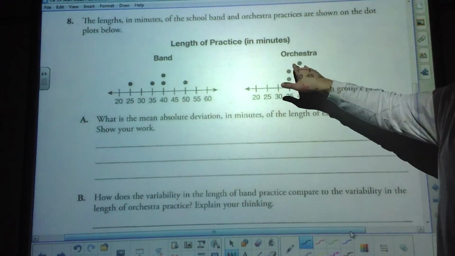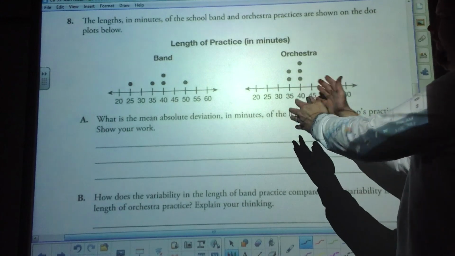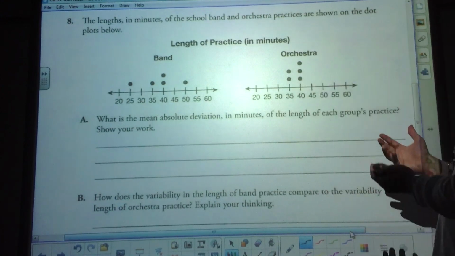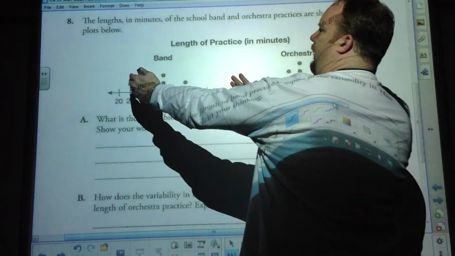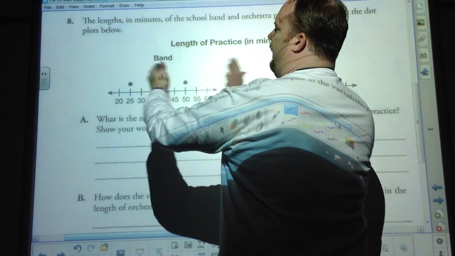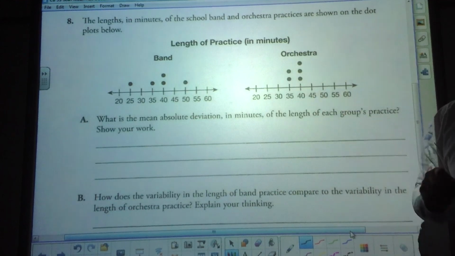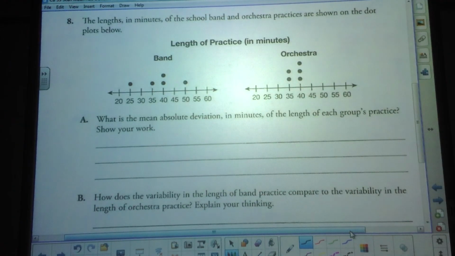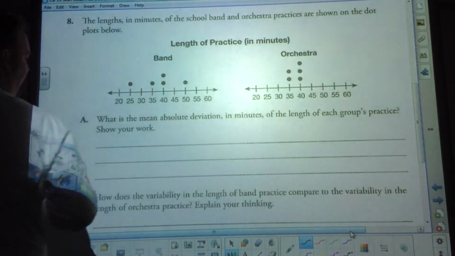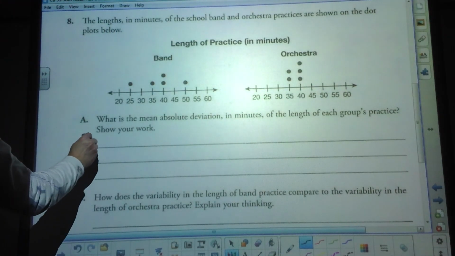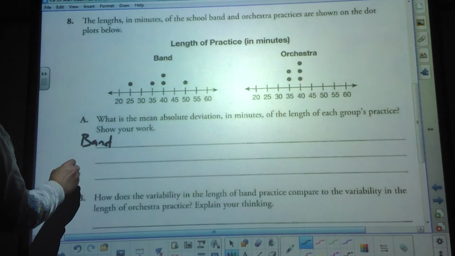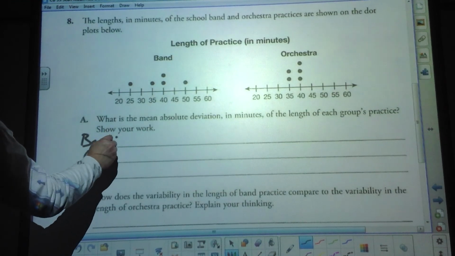Again, you can look at this. Most of this data is between 35 and 40. This is very crunched together, very predictable, whereas the band is kind of all over the place. Since we have a visual of this, let's go ahead and test and see what our mean absolute deviation is and see if we can prove our theory right. So let's talk about the band, and then the mean absolute deviation of the orchestra.